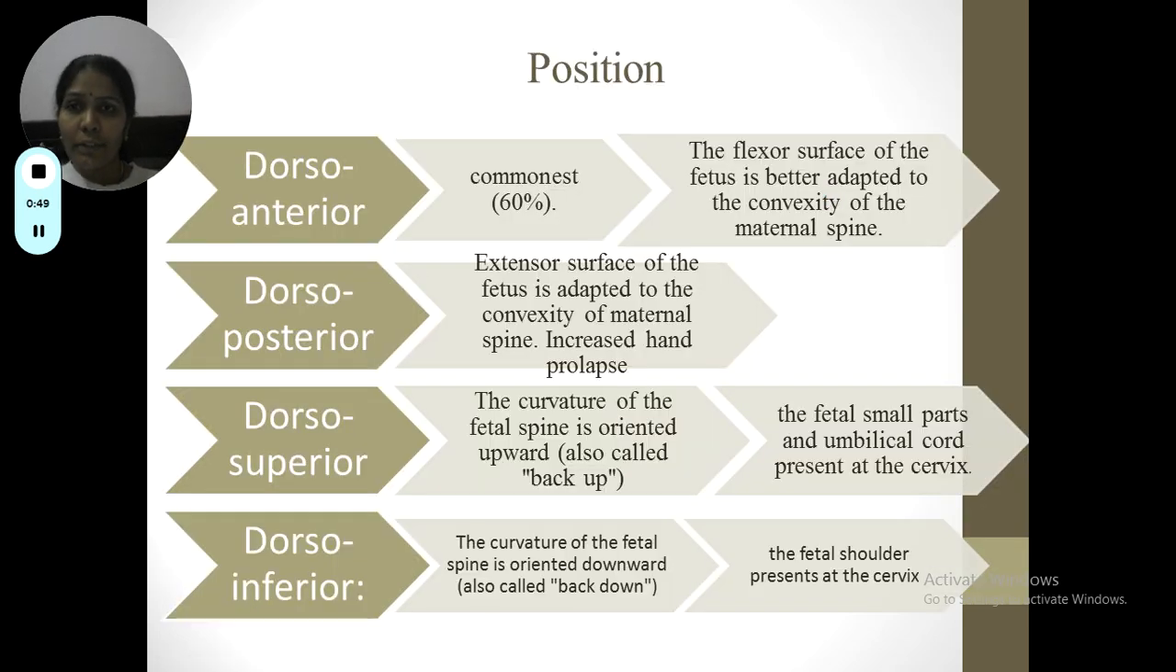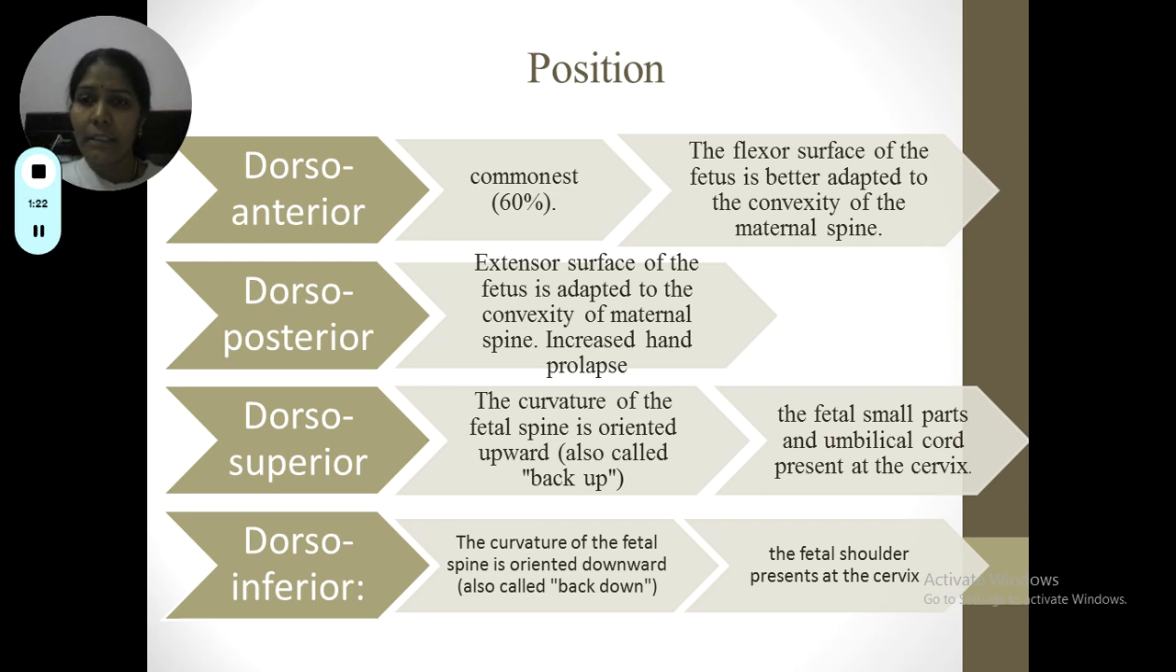So coming to the position, what are the positions that are possible in a transverse lie? So it is a dorsum anterior position, dorsum posterior position, dorsum superior, as well as the dorso inferior position. So coming to the dorso anterior position, this is the commonest position in 60% of the cases. In this dorso anterior position, the flexor surface of the fetus is adapted to the convexity of the maternal spine. So this is a favorable position and it is the commonest one.